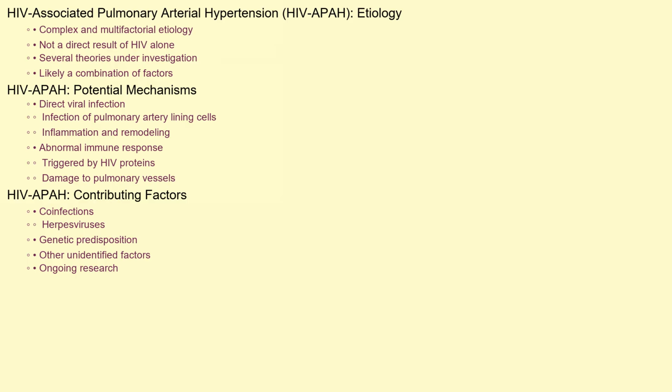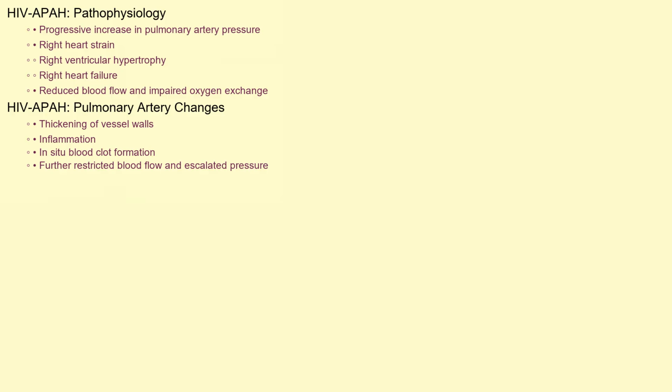The exact cause of HIV-PAH remains a topic of ongoing research. It's a complex interplay of factors, not simply a direct result of the HIV virus itself. Several theories exist. One involves the virus directly infecting the cells lining the pulmonary arteries, leading to inflammation and remodeling. Another suggests that HIV proteins might trigger an abnormal immune response, damaging the pulmonary vessels. Co-infections, such as with certain herpes viruses, and genetic predispositions, may also play a role in increasing the risk. Ultimately, it's likely a combination of these and potentially other unidentified factors that contribute to the development of HIV-PAH.